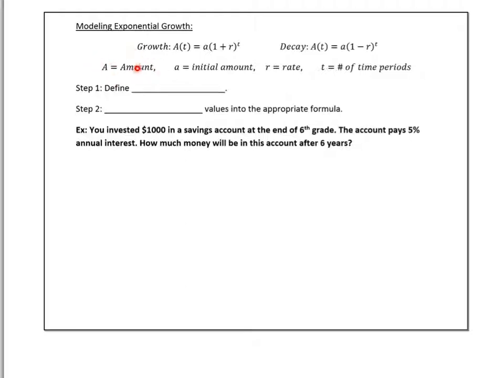A is your amount, the capital A is your final amount. Little a is your initial amount, so kind of what you invest or what you borrow. R is the rate, so that's your percent. And T is the number of time periods. Now, with the rate, one thing to pay attention to is you have to change the percent to a decimal.